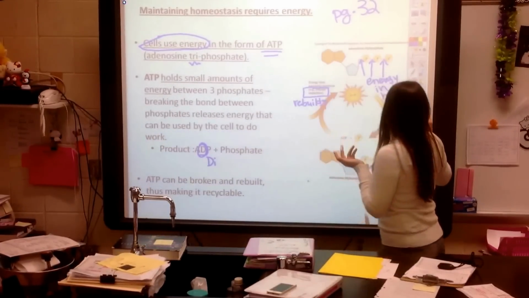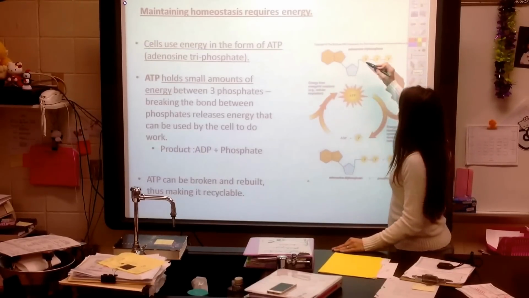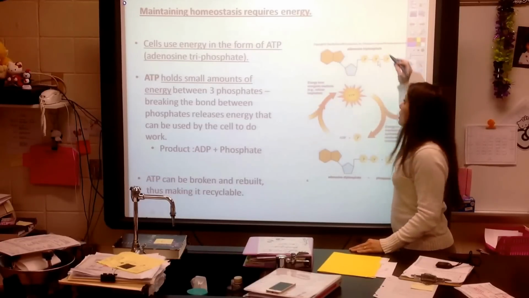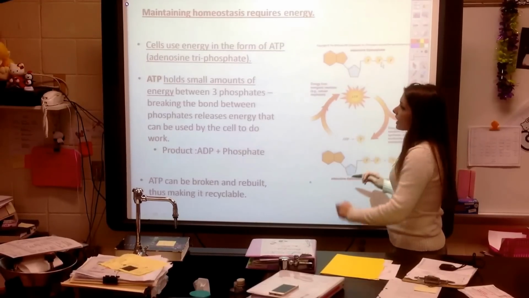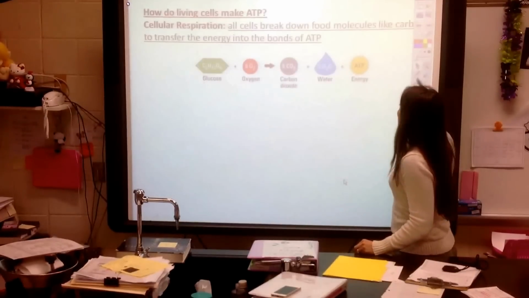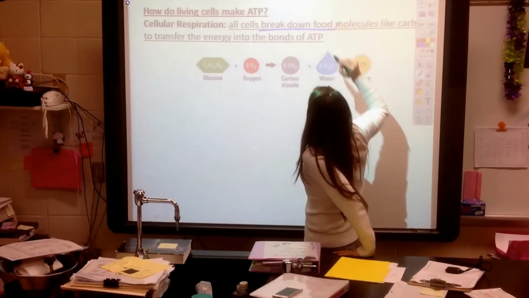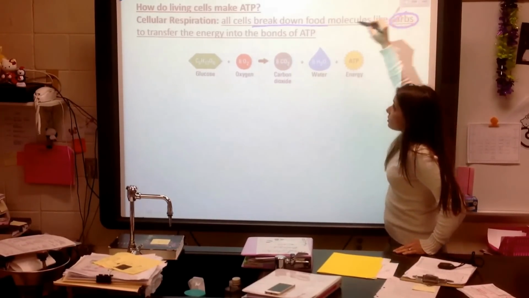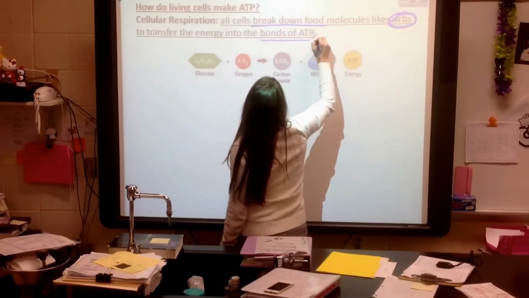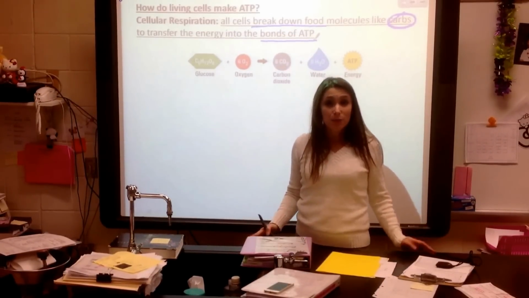So you need to know what ATP is. It's the form of energy for the cell. And between these three phosphates, lots of energy. If I break one off, I have less energy. But if we use energy from our food, remember, we can break down food molecules. And we can actually use the energy that's in the carbs to transfer the energy into the bonds of ATP. And that's what cellular respiration is.